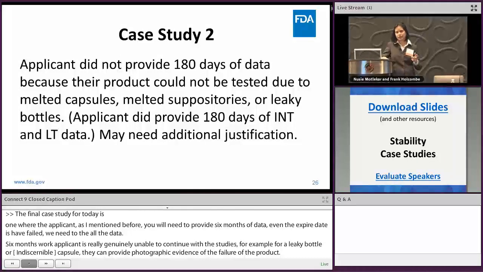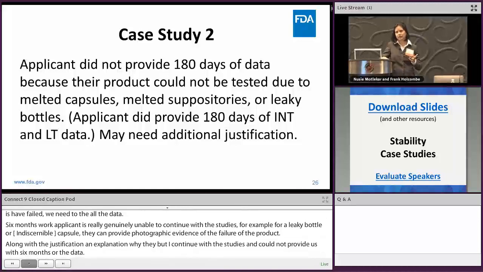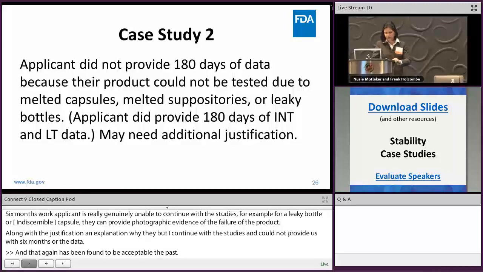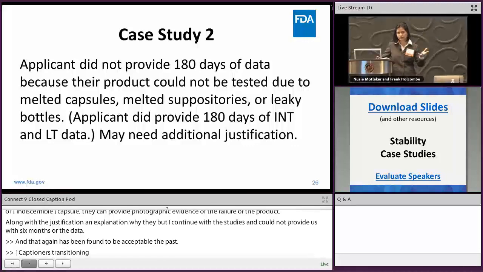Just that without an explanation, without a justification, it's hard for us to see why there's a lack of complete data. So that's another thing you can do: provide the photographic evidence, and be creative when you provide your justification. Convince us. We are reasonable folks.